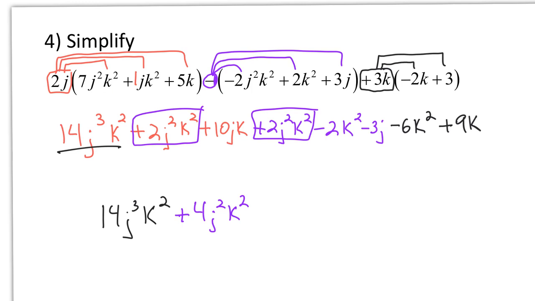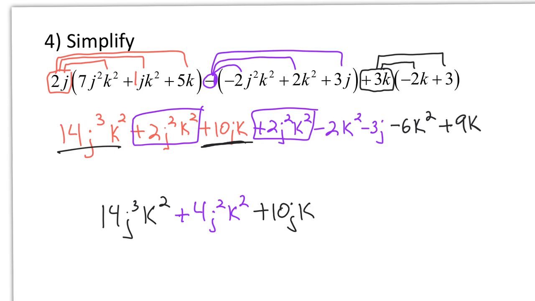Then you go down to the j's. So I'm looking at the j's. Here's a j with the k. I'm looking for another j with the k. Now these ones only have one variable. So I'm looking for the one that has two variables, jk, and that's the only one. So this one here is by itself. You bring it down, plus 10jk.